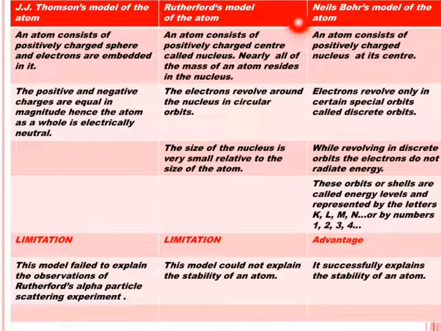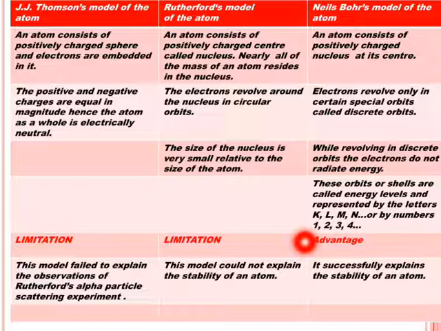Niels Bohr model of an atom consists of positively charged nucleus at its center. Electrons revolve only in certain special orbits called discrete orbits. While revolving in discrete orbits, the electrons do not radiate energy. These orbits or shells are called energy levels and represented by the letters K, L, M, N and so on, or by numbers 1, 2, 3, 4 and so on. The advantage of this model was that it successfully explains the stability of an atom.